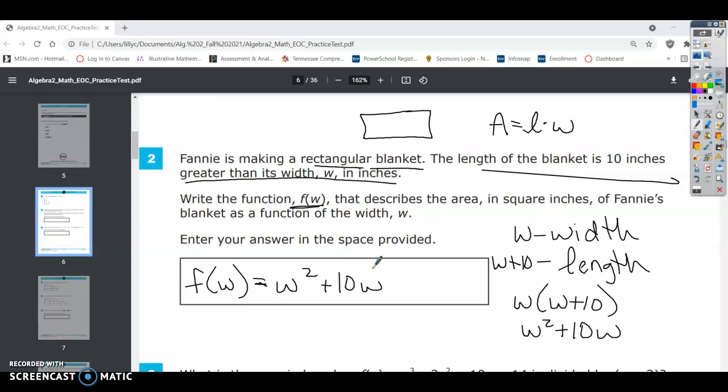Go back and make sure that everything is completed. It says write the function f of W that describes the area. Does this describe the area? Yes, in square inches of Fanny's blanket as a function of the width, W. Enter your answer in the space provided. The answer for number 2 is f of W equals W squared plus 10W.